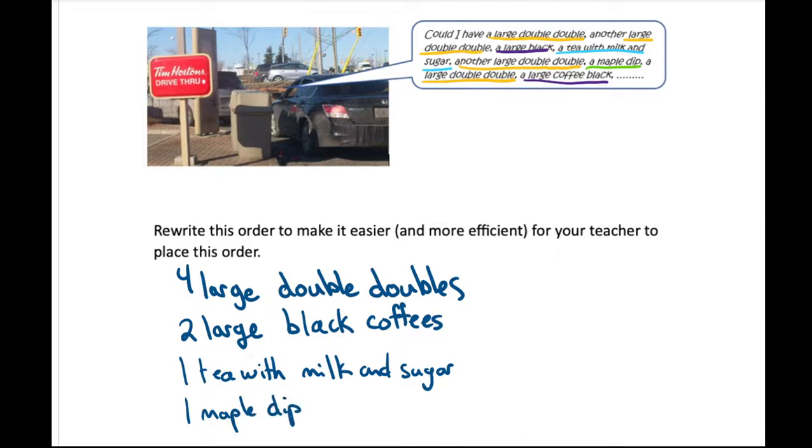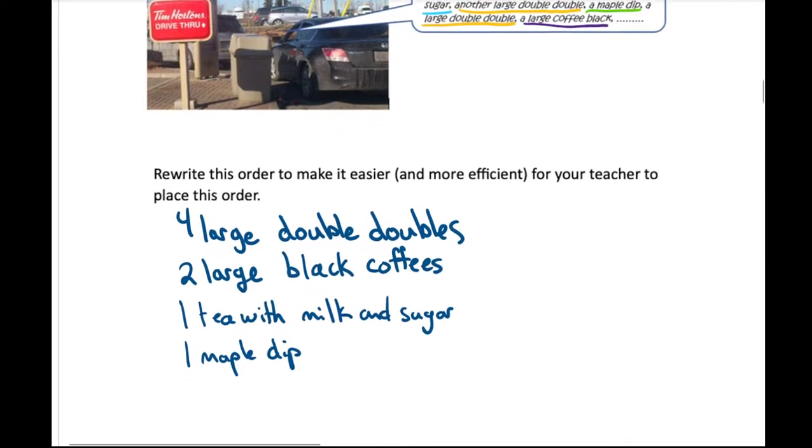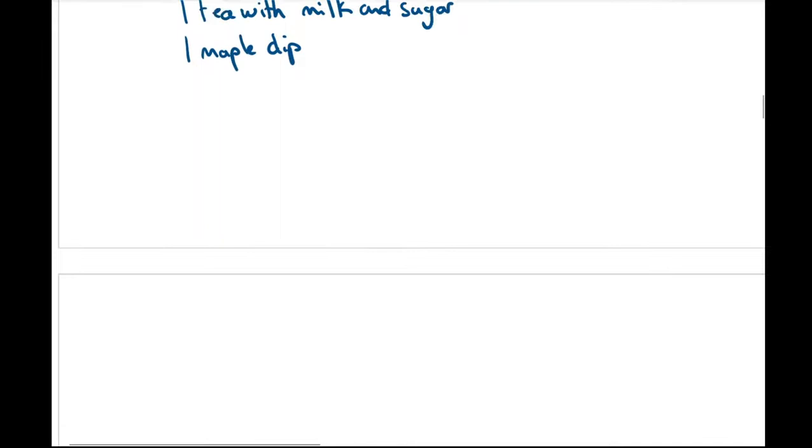So rather than going through and ordering each individual item, it's a lot easier to actually combine the ones that we already have, or combine the ones that we have multiples of. Right? So it's a lot easier to say 4 large double doubles, 2 large black coffees, a tea with milk and sugar, and 1 maple dip. So this is a lot easier to order. And it does make sense. We're combining the things that we have multiples of. And that's kind of essentially what collecting like terms is.